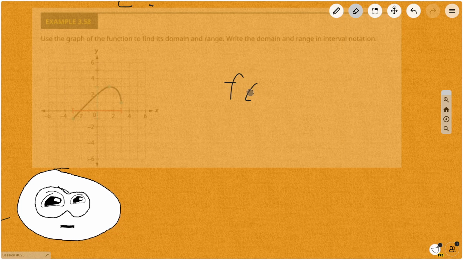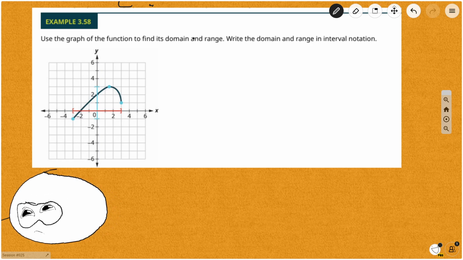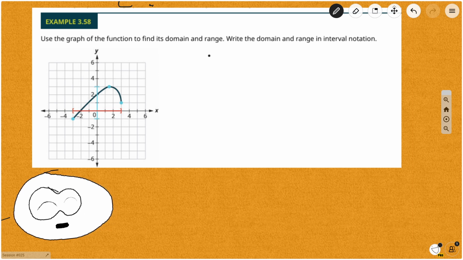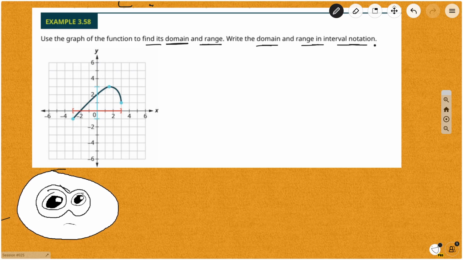So what I was going to try to do is actually figure out the function itself. But again, one of the most important things you can do in any class is read the instructions very carefully. We're just finding the domain and the range. And you write the domain and range in interval notation.